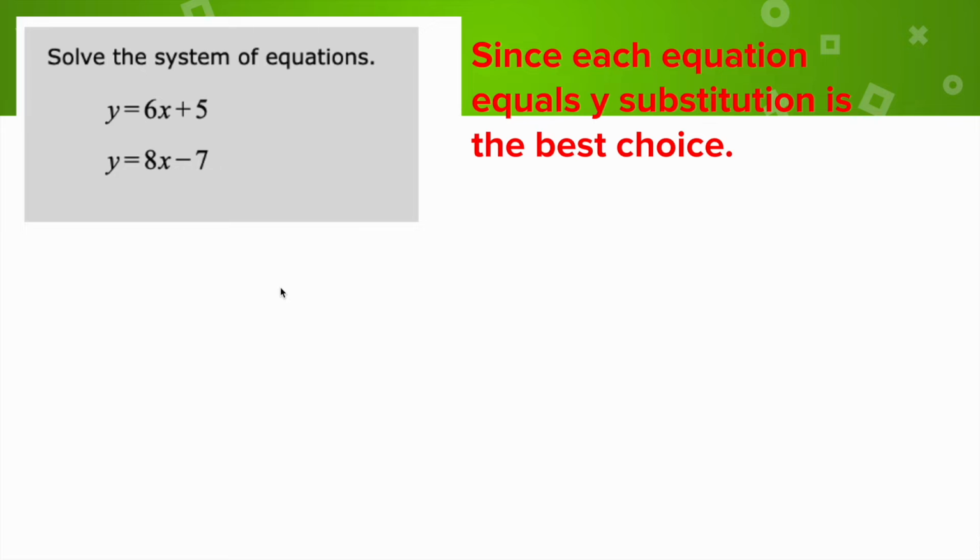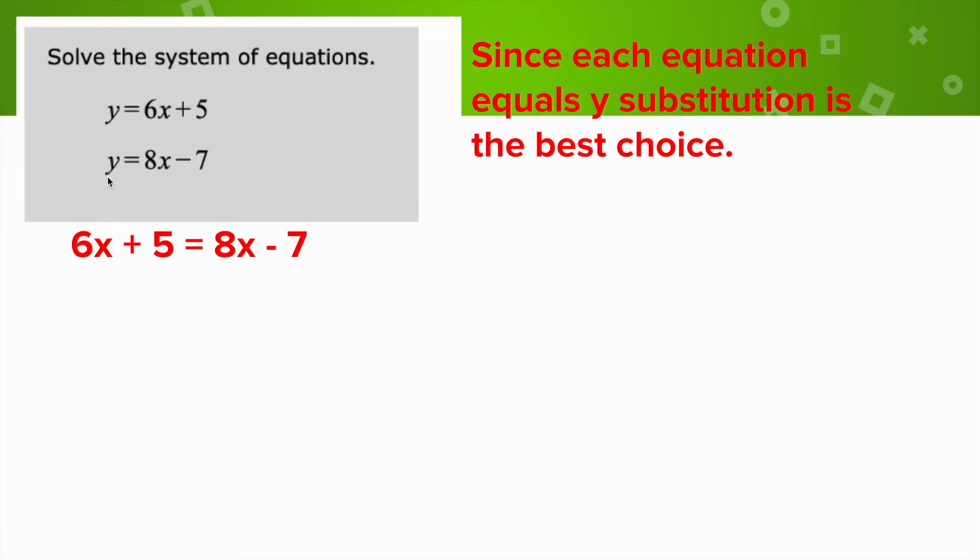So solve the system of equations. And again, since each equation equals y, I'm saying substitution is the best choice. So we had quite a few of these in the substitution section where if I know y equals 6x plus 5 and y also equals 8x minus 7, well, I know y equals y. So then the expression 6x plus 5 must equal 8x minus 7. I can just substitute the two pieces together because they both equal the exact same thing. They both equal y, so they must both equal each other.